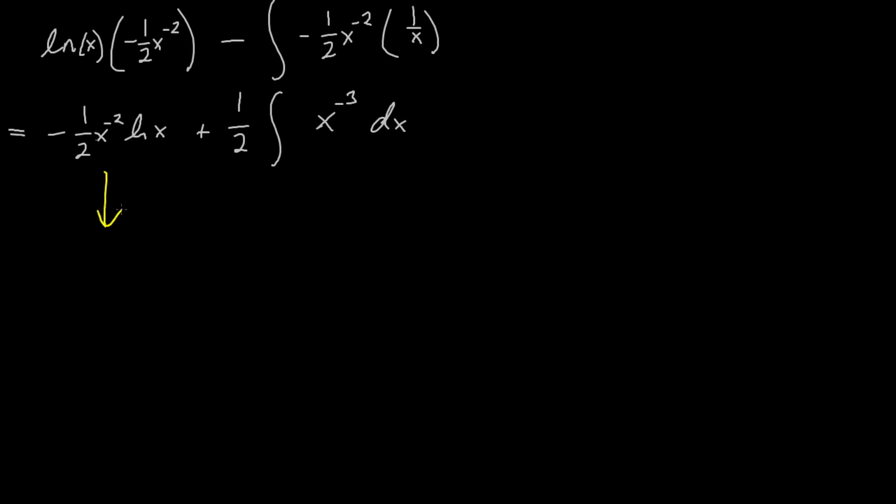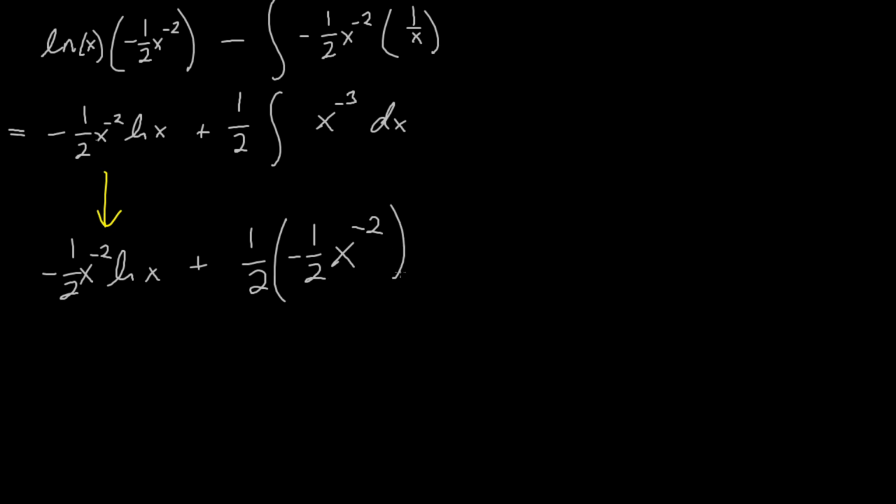Let's get a little more space here. This term we can just bring down unchanged: negative 1/2 x to the negative 2 natural log of x. And then we can just use inverse power rule here. So 1/2, and then this will be x to the negative 2, and then negative 1/2.